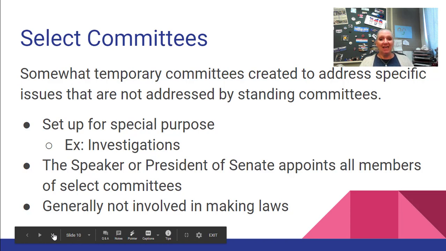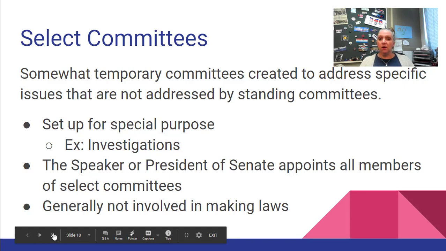So back in the 80s, they had a select committee on the Iran-Contra affair. So this was where it came out that the United States was selling weapons in exchange for hostages through Iran, and they investigated that. The executive branch was doing that, and this was an investigation into that. There were also investigations into 9/11. There's an investigation into the Benghazi, Libya embassy attack as well.